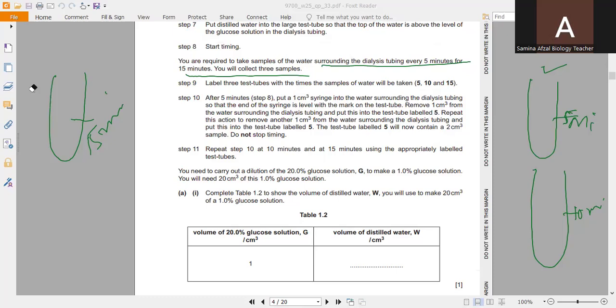Repeat the section to remove another 1 cubic centimeter from the water surrounding the dialysis tubing and put into the same test tube labeled 5. The test tube labeled 5 will now contain a 2 cubic centimeter sample. Do not stop timing. So 2 cubic centimeter, and then it will be added one more time after 5 minutes, then after 10 minutes, and then after 15 minutes. So you have to prepare in this way. Now repeat step 10 at 10 minutes and at 15 minutes using the appropriately labeled test tubes. This one, and this one.